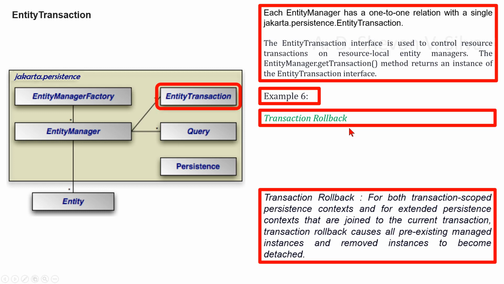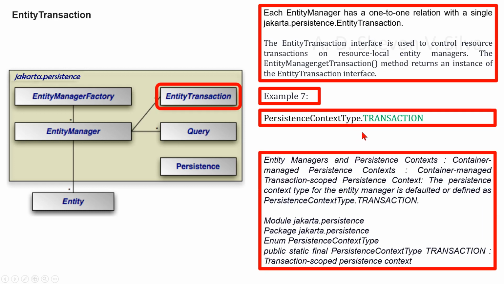Because a transaction scoped persistent context's lifetime is scoped to the transaction, regardless of whether it is joined to the transaction, the container closes the persistent context upon transaction rollback. However, an extended persistent context that is not joined to the transaction is unaffected by transaction rollback.